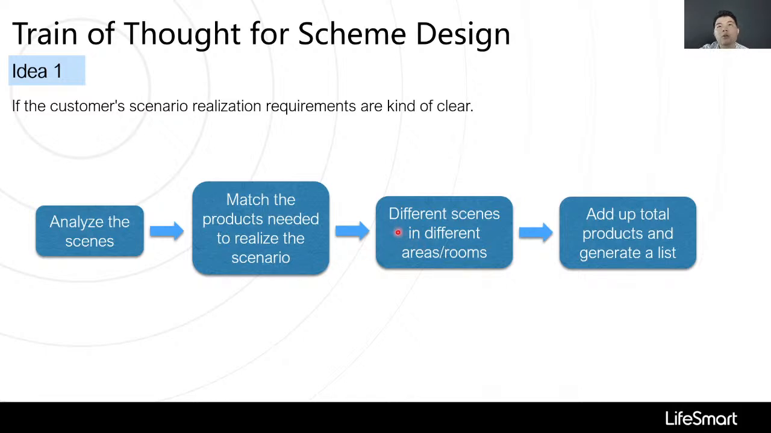And of course, in different rooms or areas, there must be different things to achieve. So we need to analyze the different things one by one. And until the end, we add up total products and generate a device list. Here, these 4 steps are the ideal one.